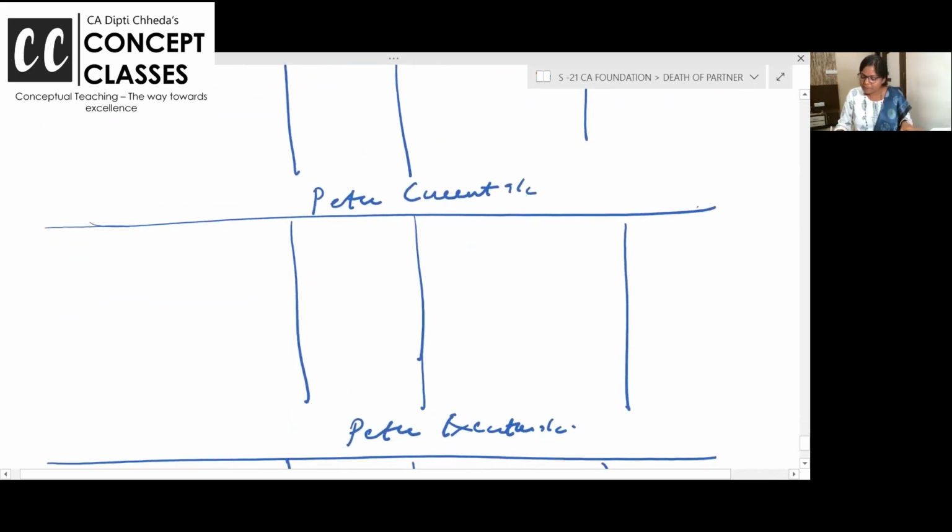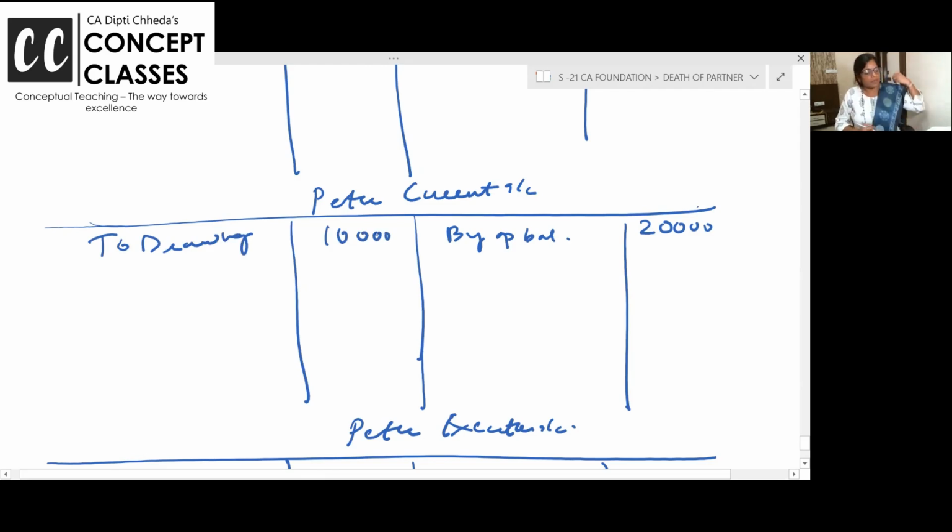Current account of Peter, opening balance 20,000. बाकी के अकाउंट नहीं बनाना है. Drawings will always come in the current account. Drawing 10,000.